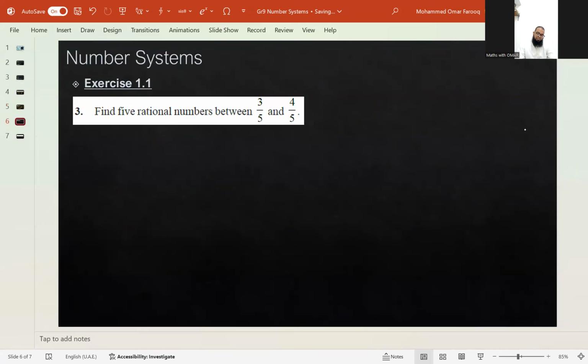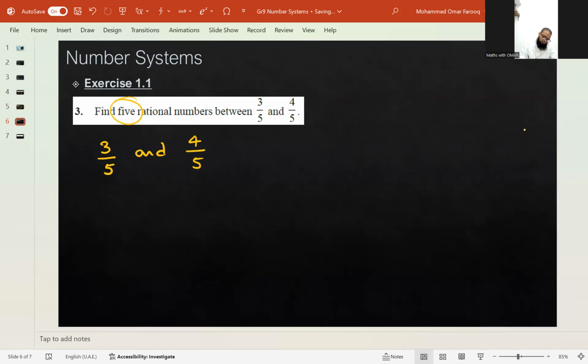Find 5 rational numbers between 3 by 5 and 4 by 5. Same concept, denominators are the same. So when you find the difference between the numerators, it is 1. So what you are supposed to do, you have to multiply with a number 1 greater than the required number. How many are required here? 5. So therefore, multiply with 6.